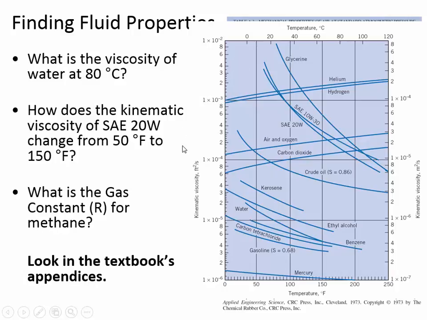Here on the left-hand axis, the vertical axis, is kinematic viscosity in feet squared per second, and on the right axis is meters squared per second. So you either use temperature from the top in Celsius or Fahrenheit from the bottom, find the intercept, and then go left or go right. The point is that all of these tables are in the back of your book. Appendix A has a lot of different fluid properties.